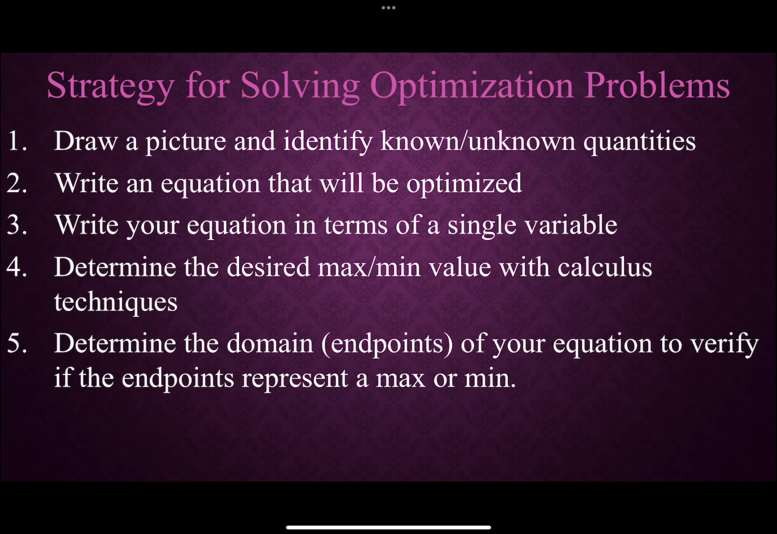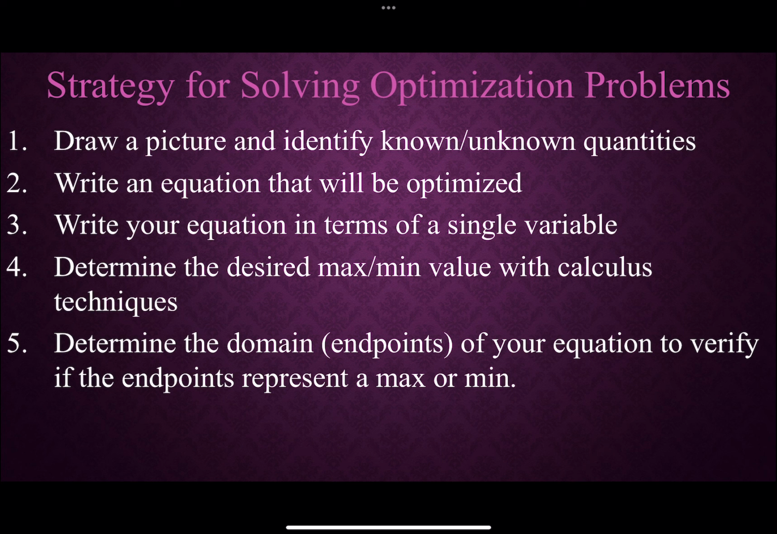So a couple strategies. When possible, drawing a picture is always useful. Identify known and unknown quantities: what we're given, what we're looking for. We want the equation that we want to optimize. Sometimes this is a single equation. Other times we're going to use what's called a primary and then secondary equation or equations. The primary equation is what needs to be optimized, and sometimes we need secondary equations to feed into that. Because if our primary equation has more than one variable, we need to get only one variable in the problem to make the derivative easier, so we use those secondary equations.